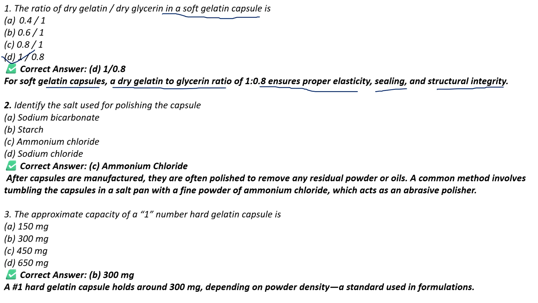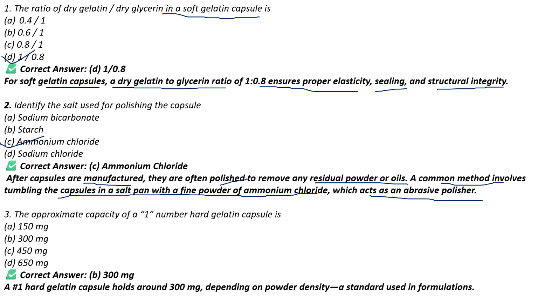Moving on to the next question, identify the salt that is used for polishing the capsules. The options are sodium bicarbonate, starch, ammonium chloride, or sodium chloride. After capsules are manufactured, they are often polished to remove any residual powder or oils. A common method involves tumbling the capsules in a salt pan with a fine powder of ammonium chloride, which acts as an abrasive polisher. So we can say option C, ammonium chloride, is the salt out of the given four options that is used for polishing the capsules.